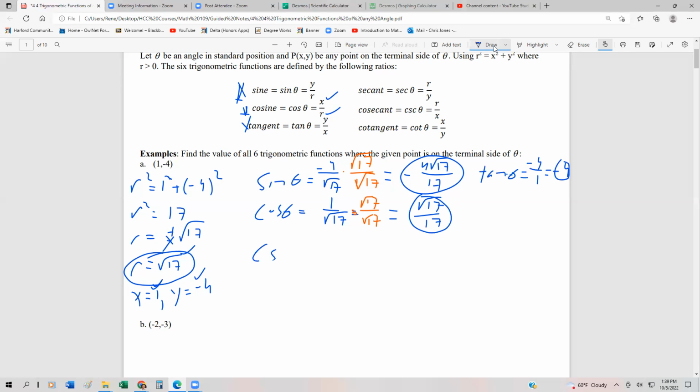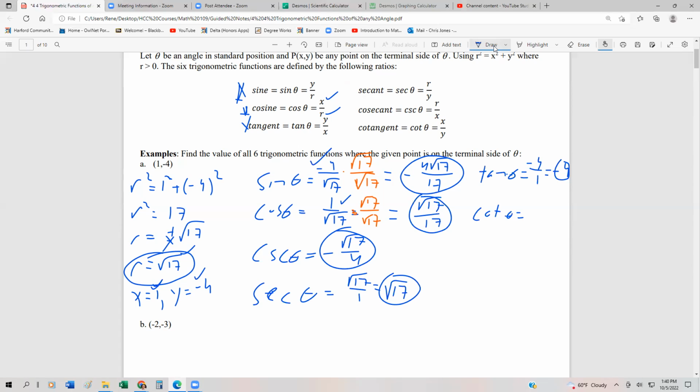For the cosecant of theta, that's the reciprocal of the sine. So that's going to be negative root 17 over 4. For the secant function, that's going to be the reciprocal of the cosine function, or the reciprocal of 1 over root 17, otherwise known as root 17. Finally, the reciprocal of tangent is the cotangent function, and the cotangent of theta is going to be 1 over negative 4, or negative 1/4.